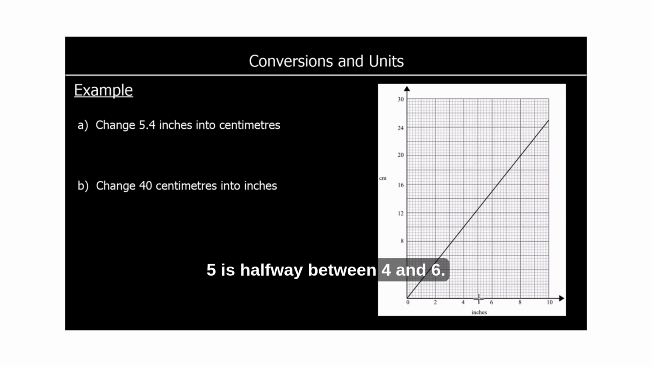So 5 is halfway between 4 and 6. And then there's 5 little boxes in between 5 and 6. So each one will be 0.2. So it's going to be 5, 5.2, then 5.4. And we're going to use that. So from 5.4 inches up to our line.